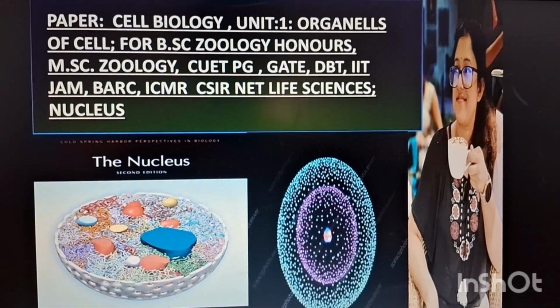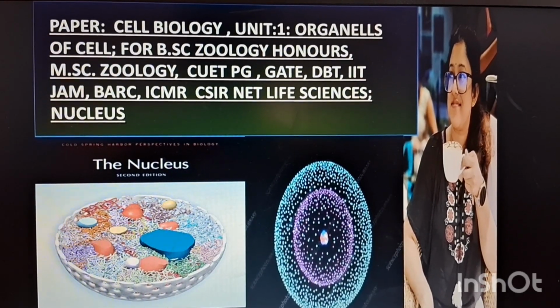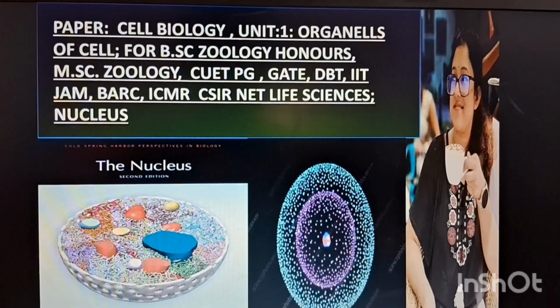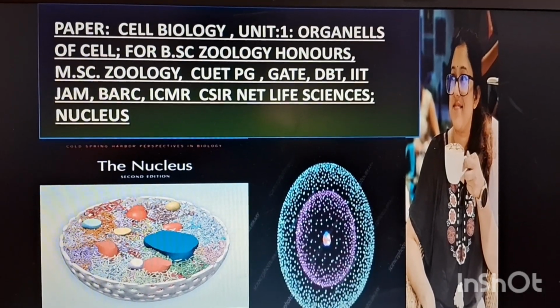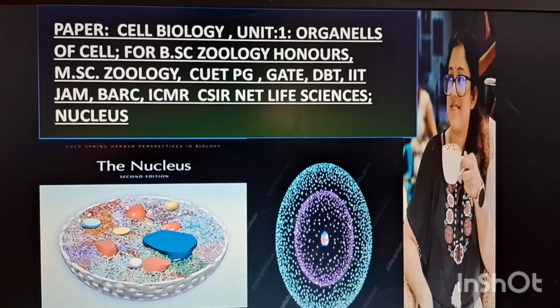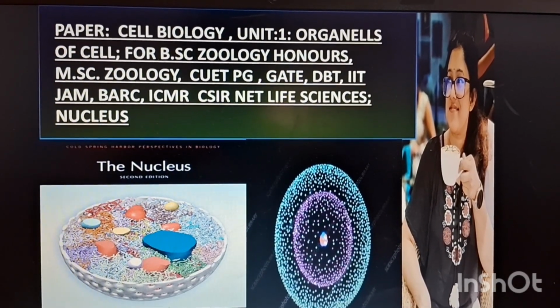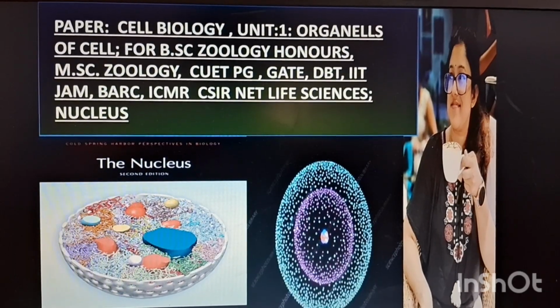Today's content is for B.Sc and M.Sc Zoology Honours, Microbiology Honours, Physiology Honours and Botany Honours, paper Cell Biology, and for the GATE exam, CSIR Life Sciences exam, CUET PG exam, DBT exam, IIT JAM exam. Unit 1, Organelles of the Cell, and today I will discuss the nucleus.